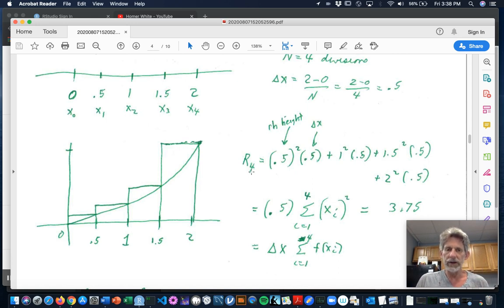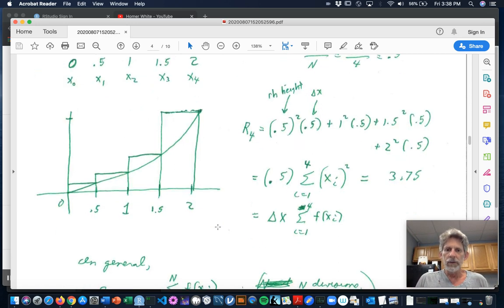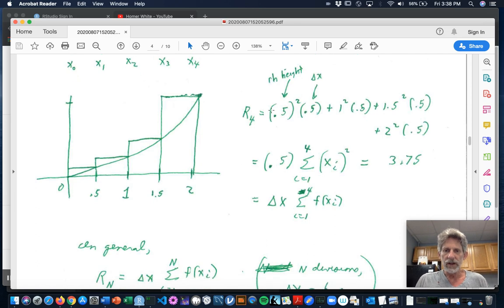4 rectangle areas added together. The areas of those rectangles could be used to approximate the area under the curve. It's obviously going to be an over approximation because these rectangles kind of slop over the curve. Each one of them does, so their sum is definitely going to be too big. But we can find the sum anyway.